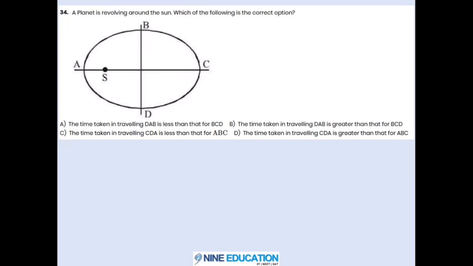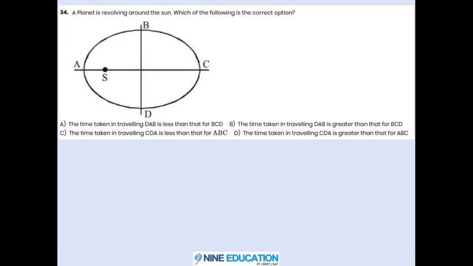Look at this. A planet is revolving around the sun. Which of the following options is correct? The time taken in traveling D to A to B, from here to here to here, is less than that for B to C to D. If you remember Kepler's laws, there is one law which says that the areal velocity of the planet with respect to the sun is the same.